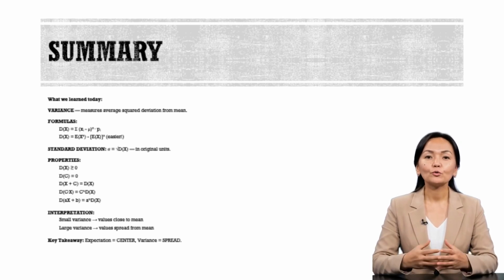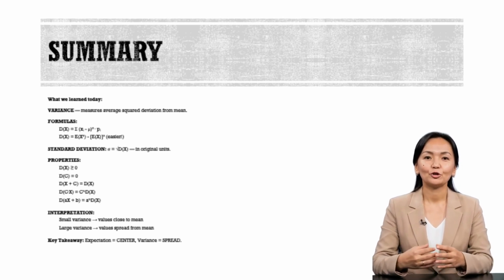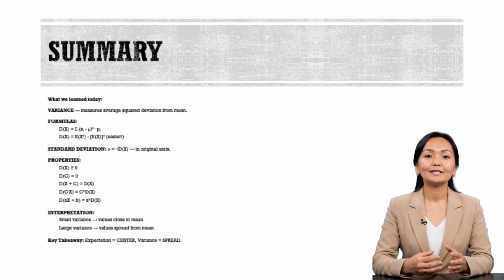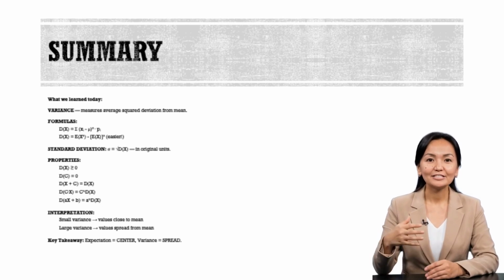In quality control, low variance means consistent product quality. If a manufacturing process has low variance, the products are all very similar and meet specifications. High variance means inconsistent quality. In scientific measurements, low variance means high precision. If you measure the same quantity multiple times and get very similar results, the variance is small.